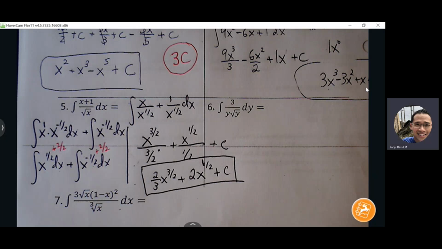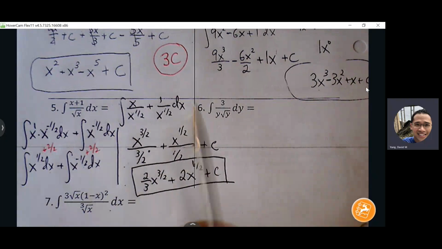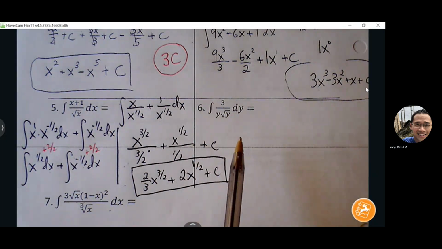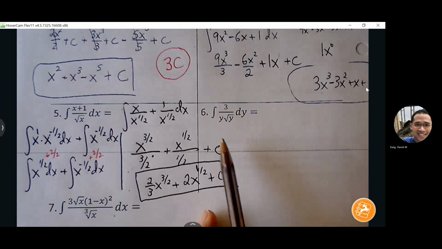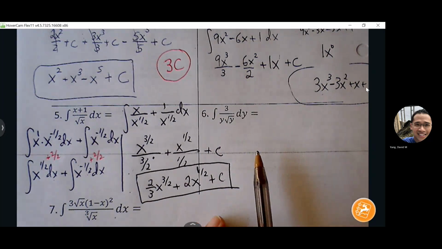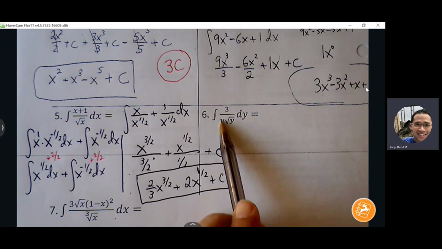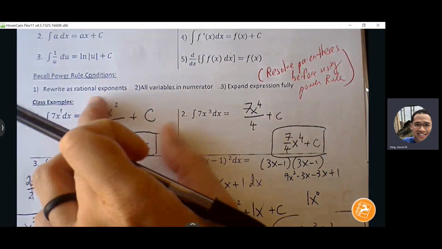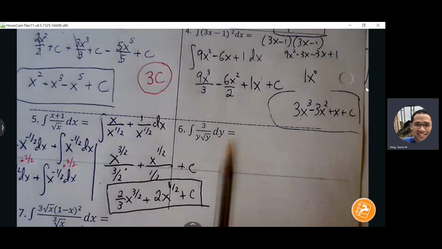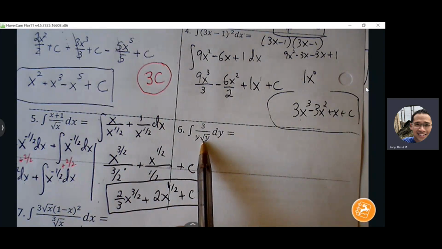Any questions with 5? Okay, number 6, what's getting in the way from us being able to apply power rule initially? Okay, so there's 3 things that I want you to point out. Can you point out those 3 things? Yeah, so there's 3 things that we have to take care of individually. We've got to take care of the radical. The radical has to be converted to a rational.